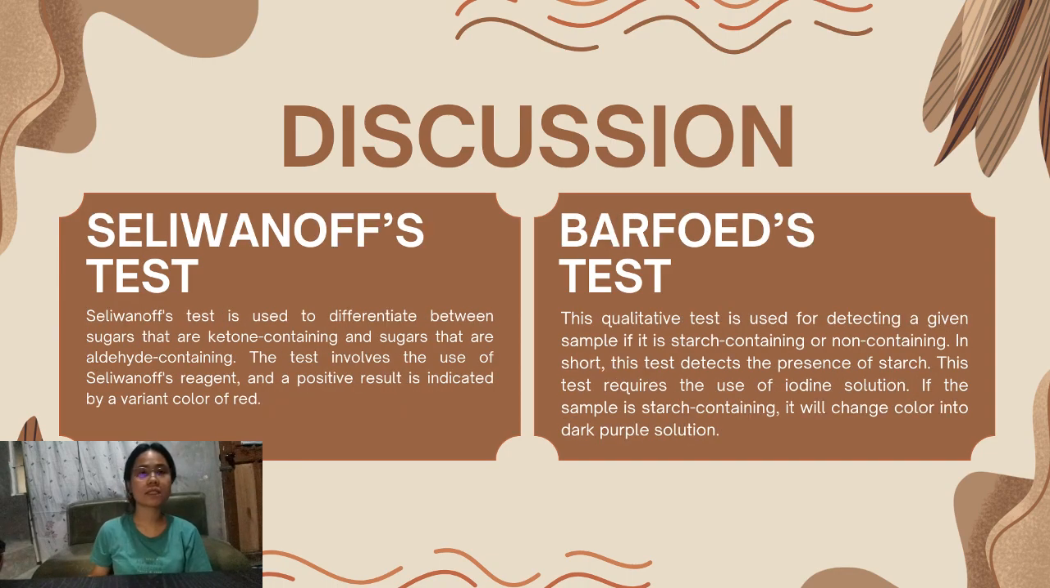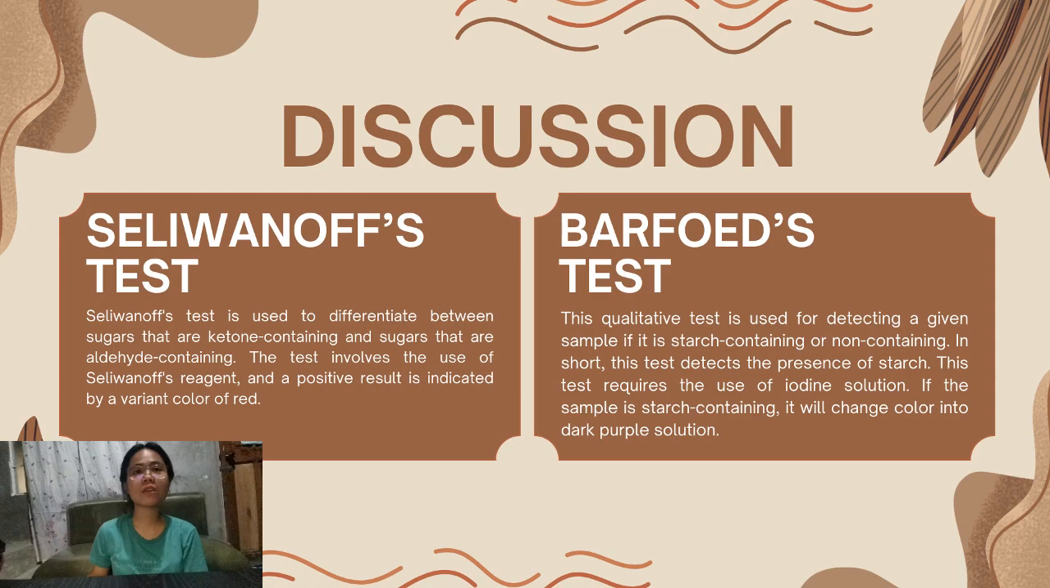Seliwanoff's test. This test is used to differentiate between sugars that are ketone containing and sugars that are aldehyde containing. If the given sample contains either a ketone or aldehyde group, it will show a positive result with a variant color of red.